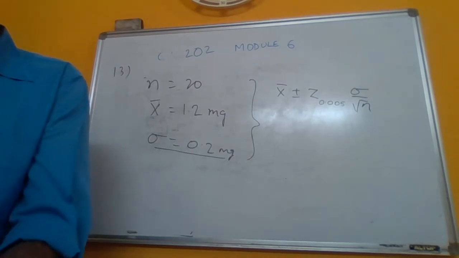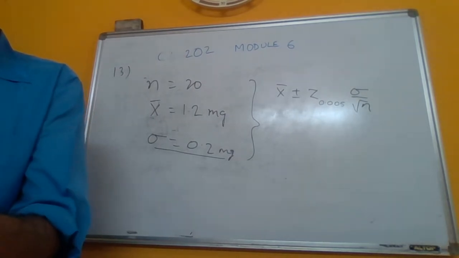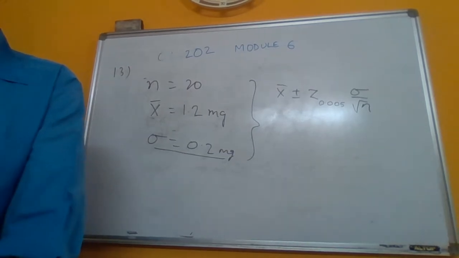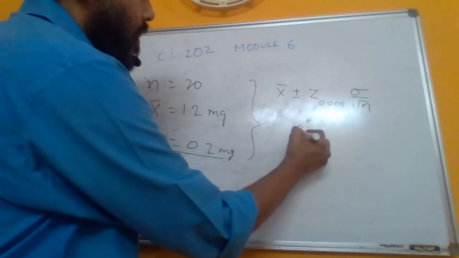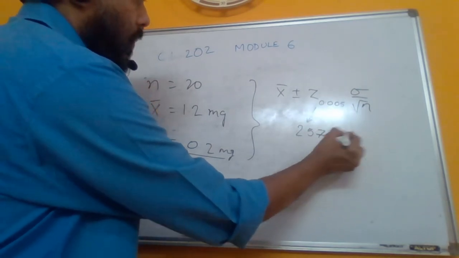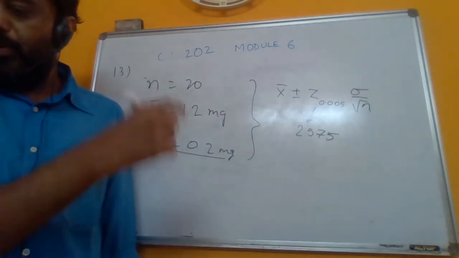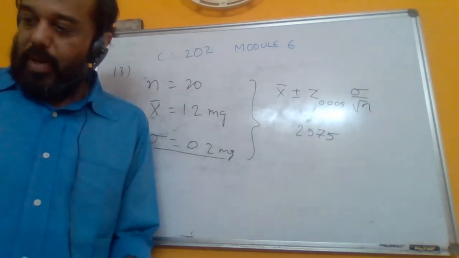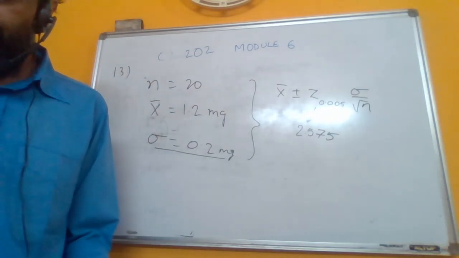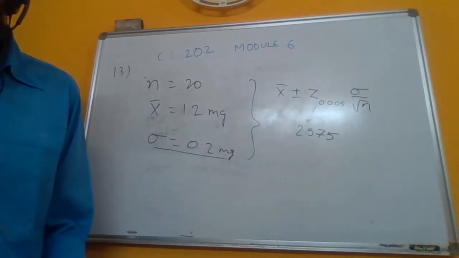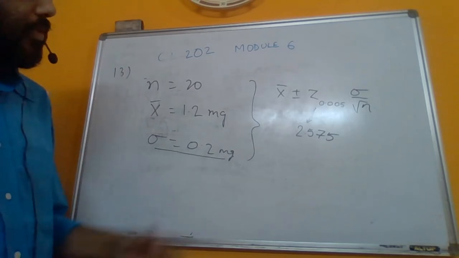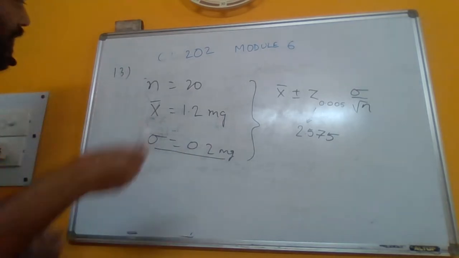Let me see if I have it with me. This is problem number 13. It is 2.575, the value that I have. Please check it. I'm picking it up from some notes. So you know how to check it. That was problem number 13, straightforward.